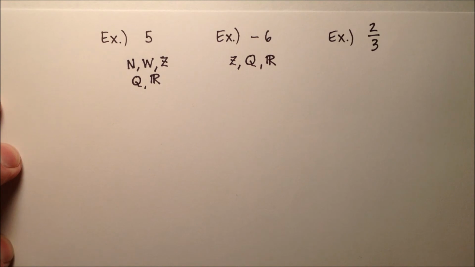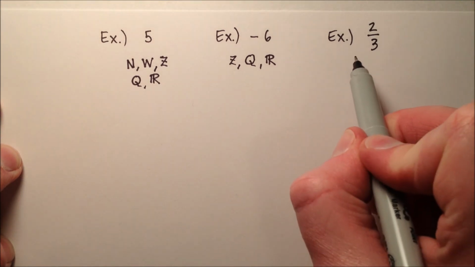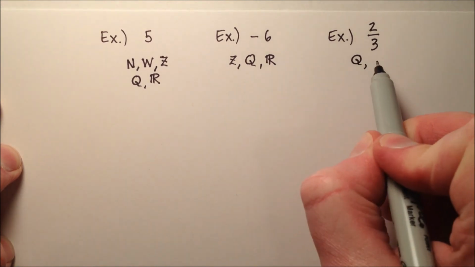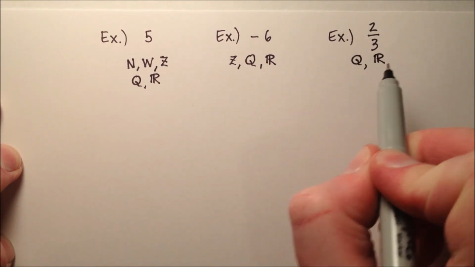The next example that we're going to look at is 2/3. Well, 2/3 is not a natural number, and it's not a whole number. It's also not an integer because it's a fraction. So the first set that we can include it in is the set of rational numbers, because 2/3 is the ratio of two integers, the integers 2 and 3. So 2/3 we're going to say is a rational number. And if it's rational, it's also a real number.